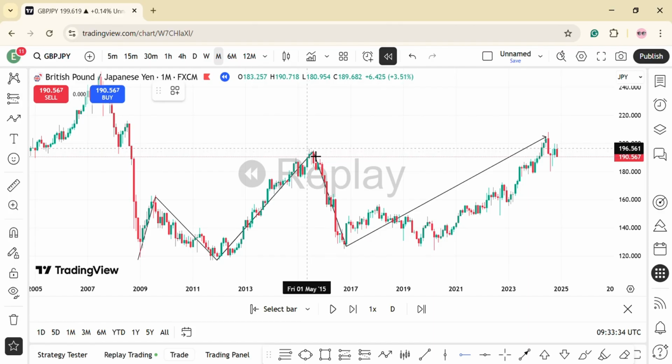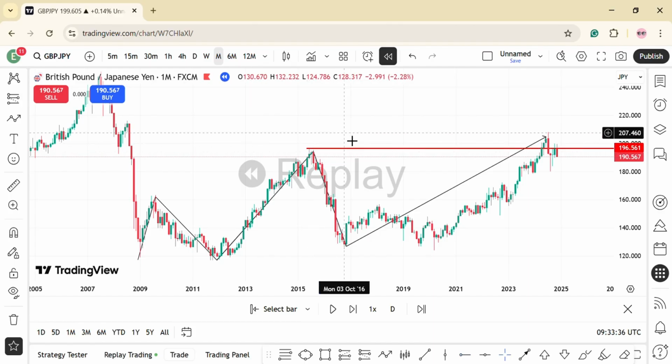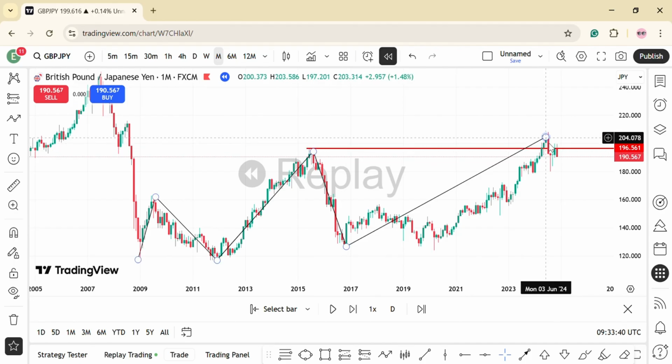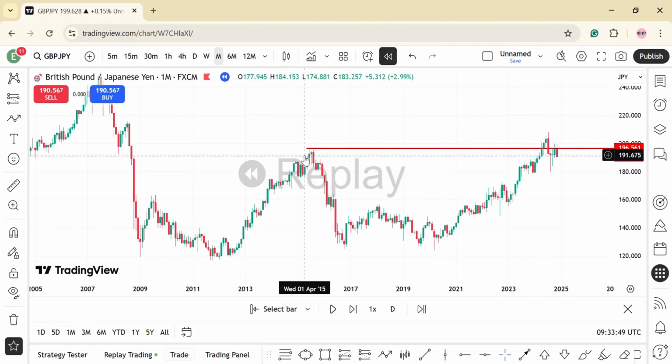Yeah, put it on the wick. Why I said put it on the wick: if you are marking out your structure, make sure you have a clear break from the wick, not the body. You can see this broke out from the wick. Look at the wick here. You can see a full body candle broke out from this wick. So that tells you that the market has broken structure.